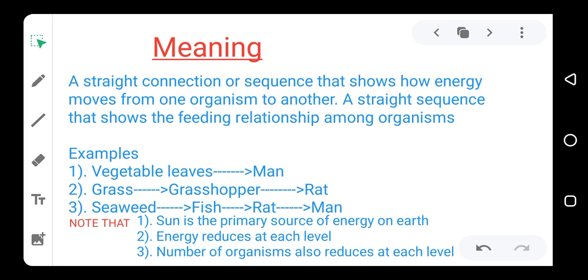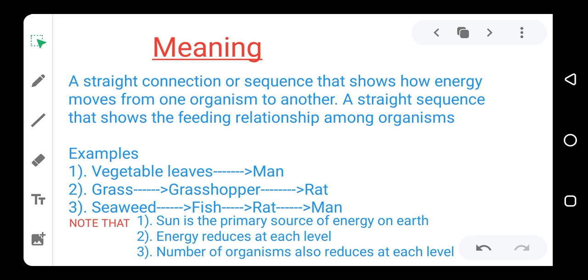Inside the sea, not every person can swim and not everybody can catch fish, but the fish will eat the seaweed. The person that can swim very well will catch the fish, and by mistake a rat will eat his fish, and then man will catch the rat and eat the rat, and the energy is circulating that way. So that is what we call a food chain. You can see that this happens in a straight chain.